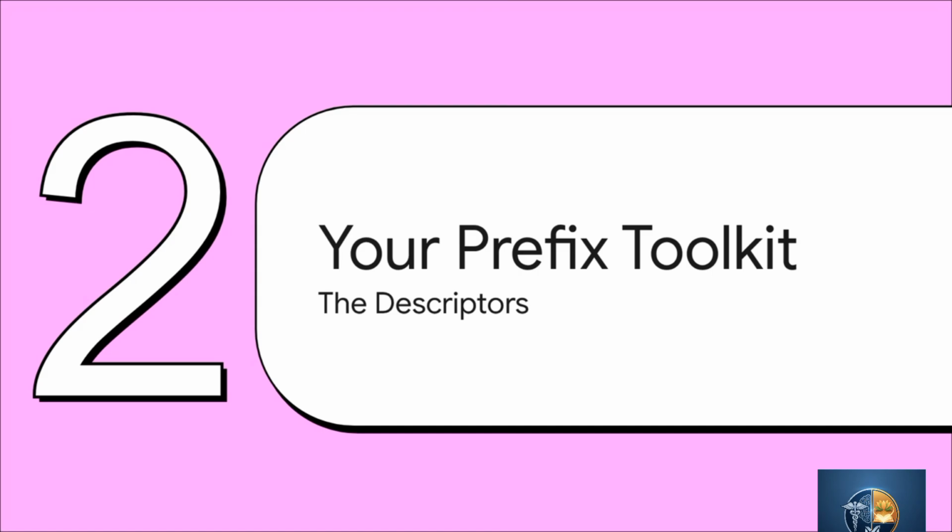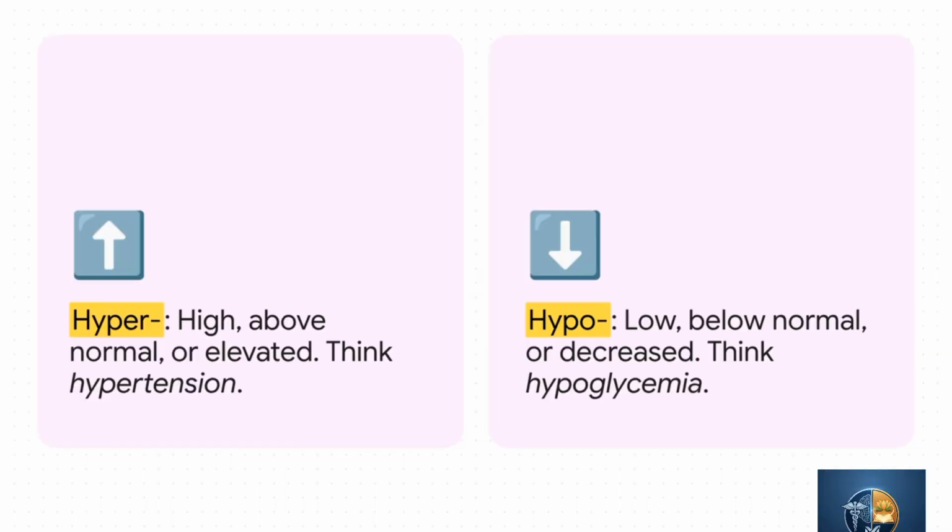Okay, let's start filling up our toolkit, and we're going to begin with prefixes. Think of these as the adjectives of the medical world. They pop up at the start of a word and give you some really important context before you even know what the word is really about. These two are absolute classics. They're total opposites, and they're the foundation for so many common conditions. Hyper just means high, or more than normal. Its opposite, hypo, means low, or less than normal. So you get hypertension for high blood pressure, or hypoglycemia for low blood sugar.